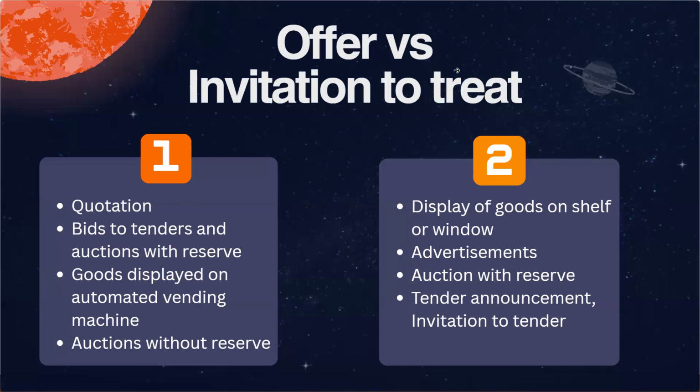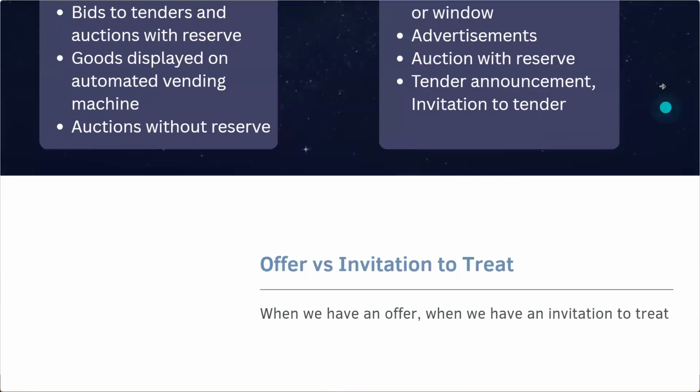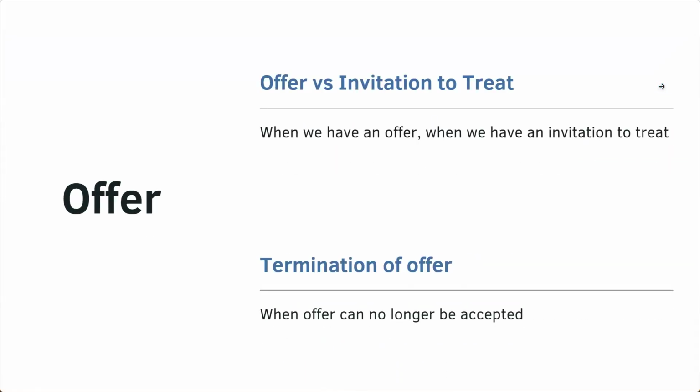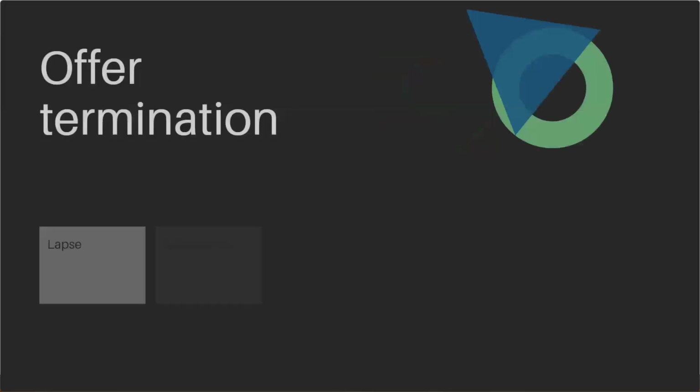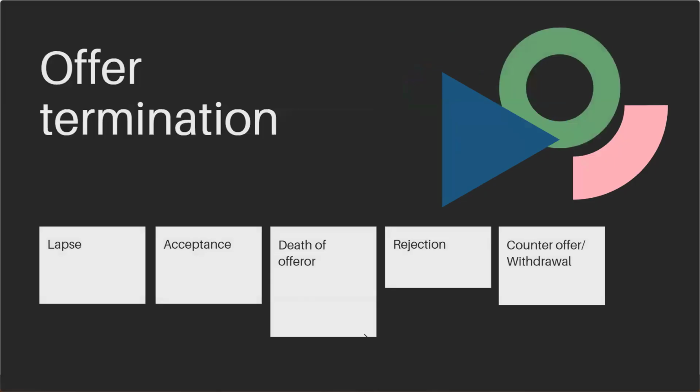Okay, so this is the first part on offer and invitation to treat. Let's move on to the other part. An offer could be terminated by some other elements, like the offer could have some time period, and when that time period has lapsed, the offer is terminated, and that offer is no longer able to be accepted.